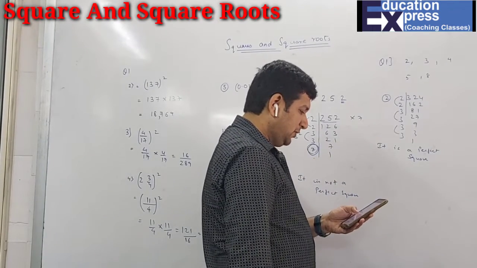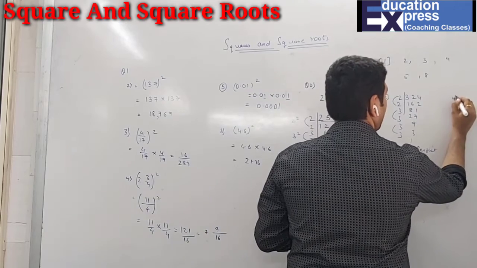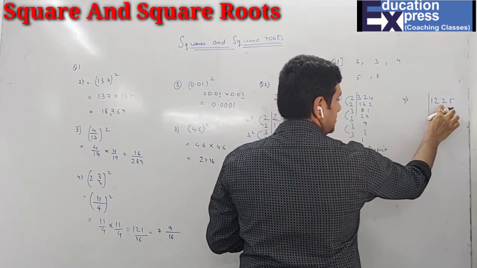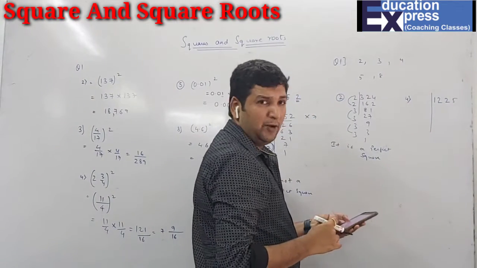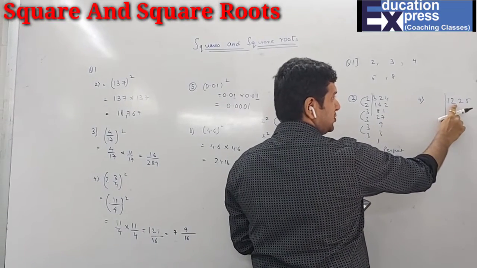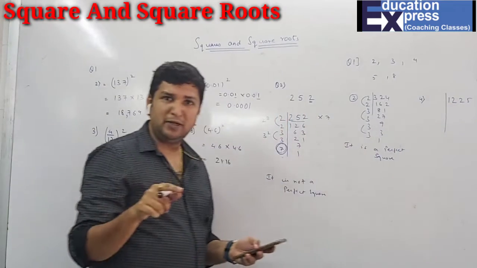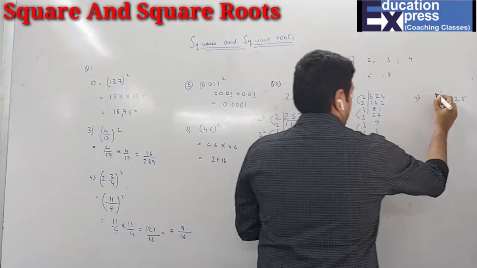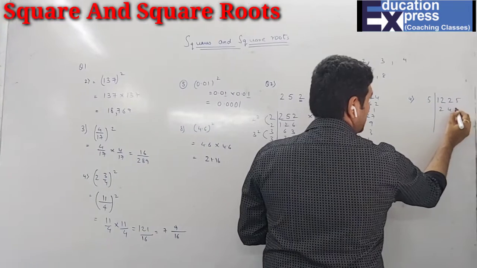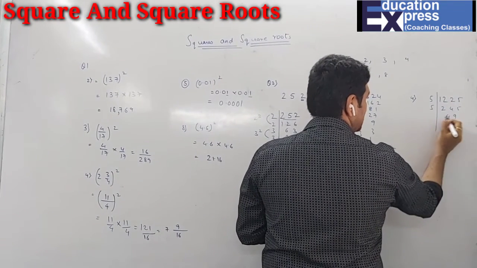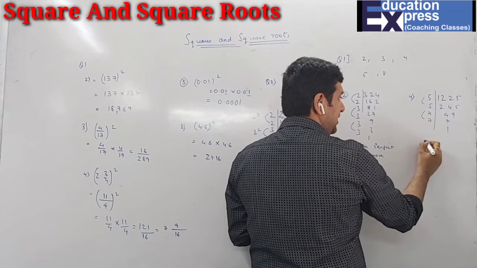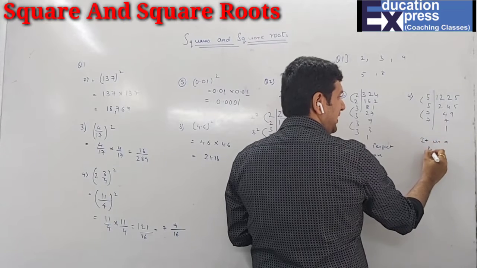Now we'll do question number 4. 1225. I just want to know whether it goes in the 3 table or not. How will we come to know whether it goes in the 3 table? Just add everything. 5 plus 2 is 7, 7 plus 2 is 9, 9 plus 1 is 10. Is 10 divisible by 3? No, that means it doesn't go in the 3 table. We start at 5. 5 twos are 10, 5 fives are 25, 5 fours are 20, and 7 sevens are 49, 7 ones are 7. So the answer is 5 square and 7 square. Yeah, it is a perfect square.